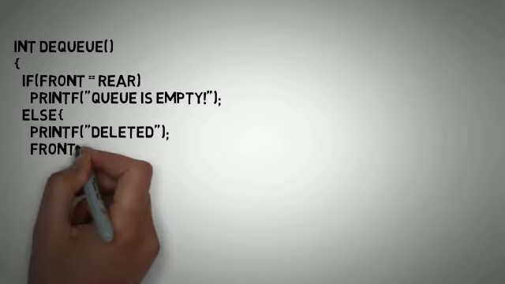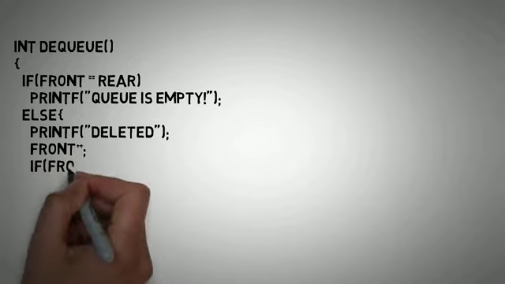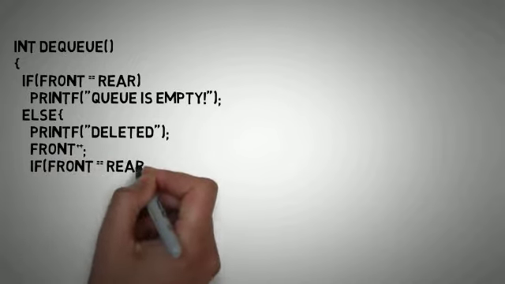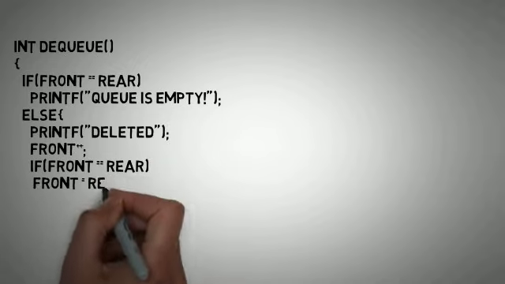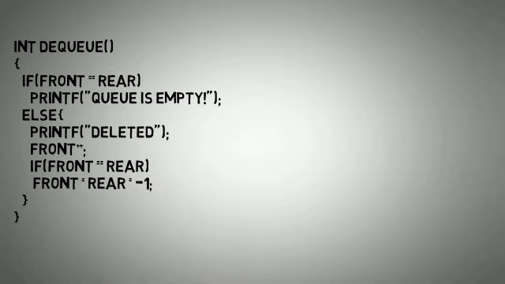And the next condition is if front equals rear, that means if front and rear are in the same position, then we must set front equal rear equal minus 1. That means there is only one element in the queue.